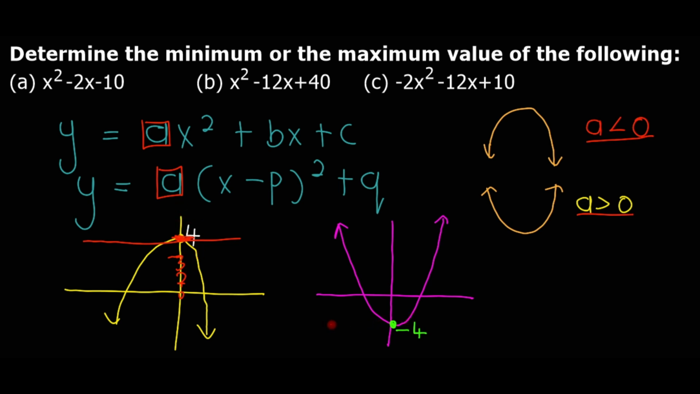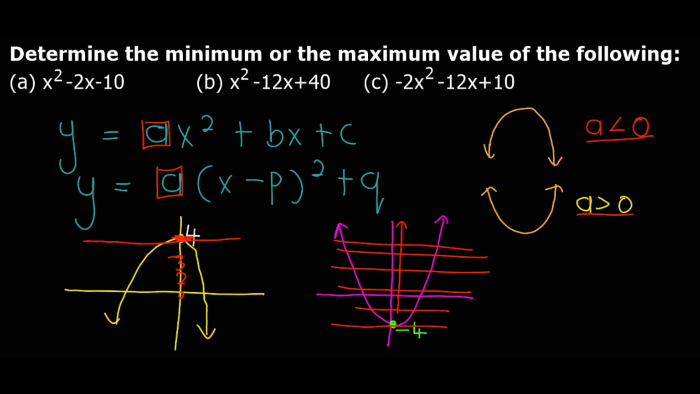And then let's look at this one. Because our graph starts at negative 4 and then goes up, this graph has the lowest y value. Because if this is negative 4, we know that the values going up will be greater than negative 4. They increase.